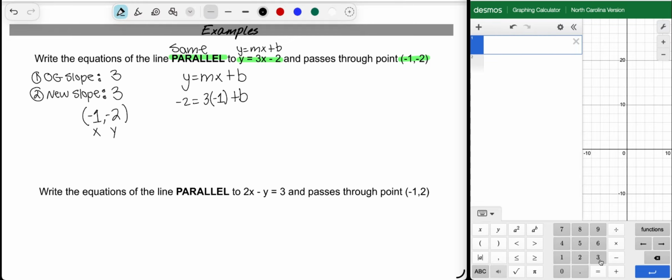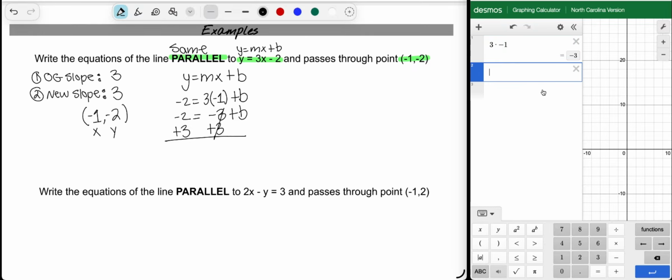Now that we have that set up, we're going to go to Desmos and do that multiplication. 3 times -1 gives me -3. I bring my plus b down and my -2. Now my goal is to get b by itself, so I'm going to do the opposite by adding 3 on both sides. The 3's cancel out. Then I can go back to Desmos and type -2 plus 3, and that gives me 1. So the b for my new equation will be 1.